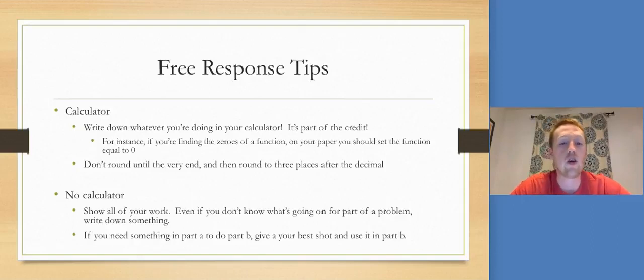Then the other thing, don't round until the very, very end. Keep those really long decimals all the way up until you have your answer, and then round to 3 places after the decimal. When you're on the no calculator section, you want to show all of your work. Even if you don't know what's going on for a problem, you can write something. If you leave it blank, it's definitely wrong. But you can always get some sort of points.